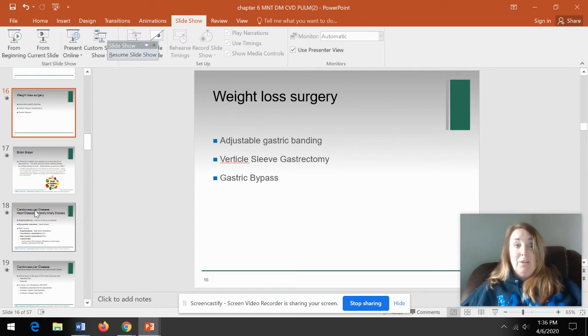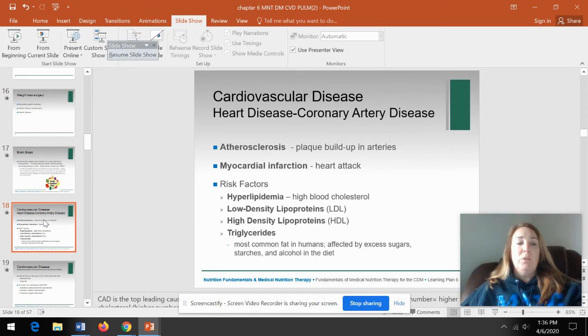All right, so that concludes our section on obesity. Certainly, if we were together, we could have a much more robust conversation regarding this, but your book does a nice job of outlining a lot of those treatments. Now we're going to move on to cardiovascular disease and some definitions here. Atherosclerosis, that's a plaque buildup in arteries, and heart attack, the medical term for that is a myocardial infarction.